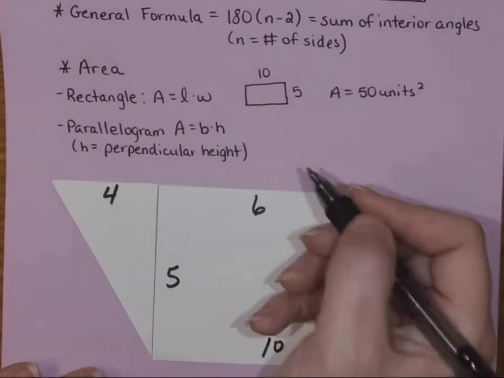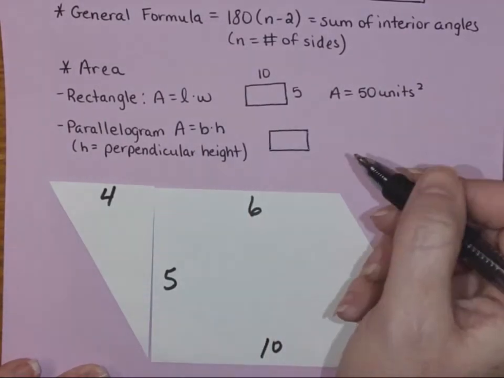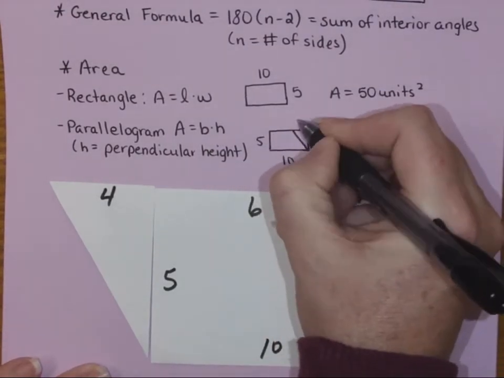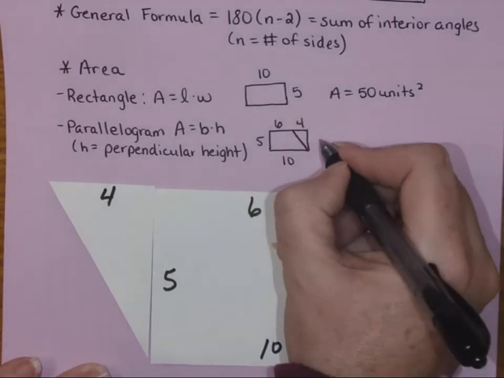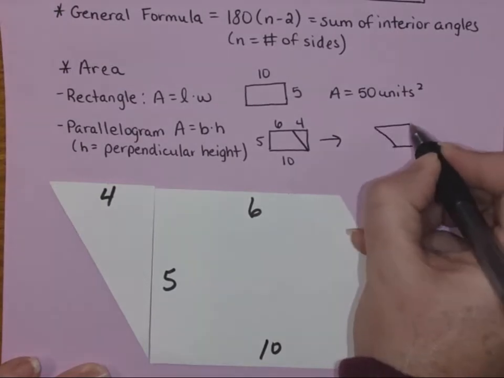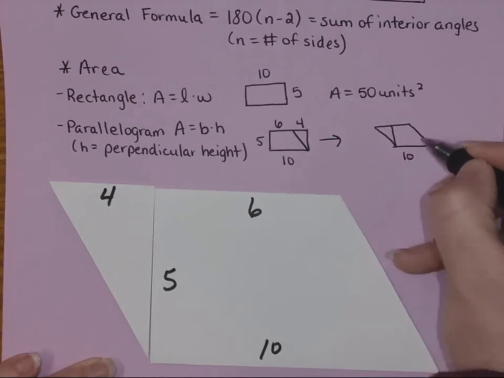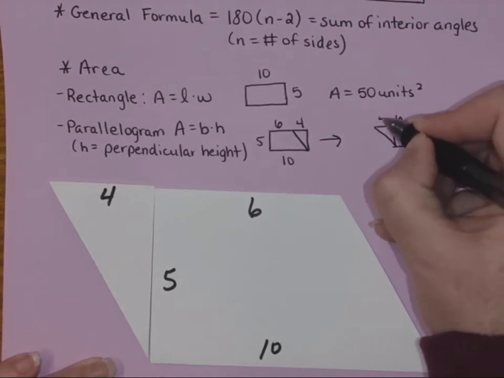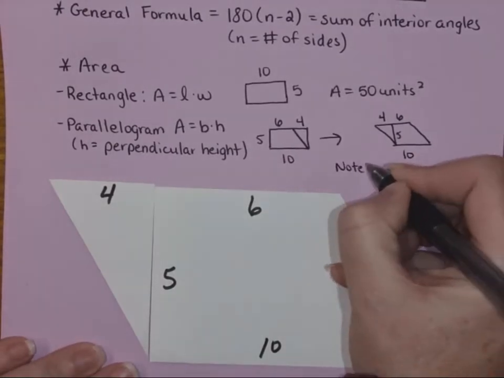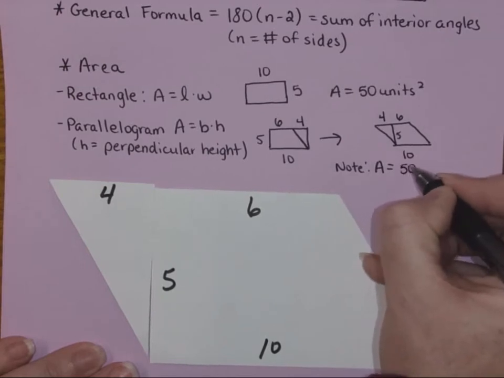Okay, I want you to have this in your notes, so let's recreate what we showed with a picture here. Notice this was still 10 and this was 5, right? But then we cut this little piece off and made it 4 by 6. And then we changed it into a parallelogram by moving this piece. So this was still 10, this was 5, this was 6, and this is 4. Okay. Note that the area has not changed, right? The area is still 50 units squared.